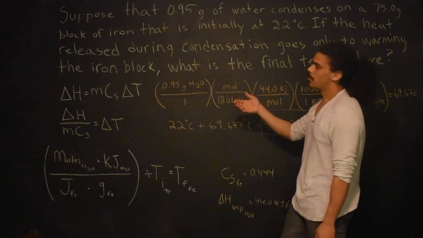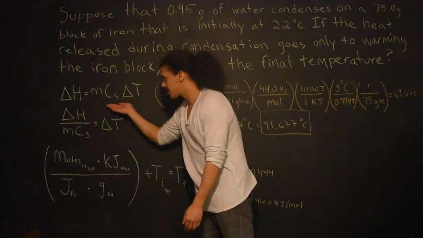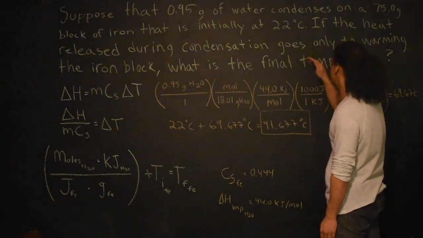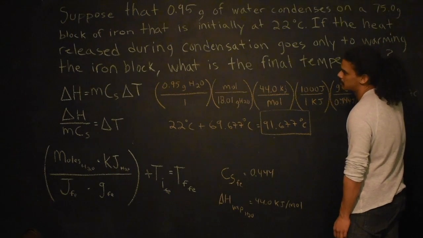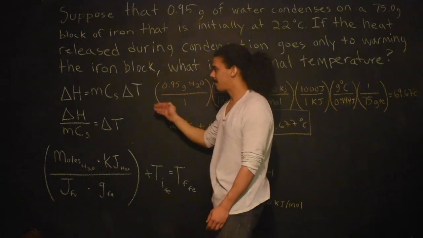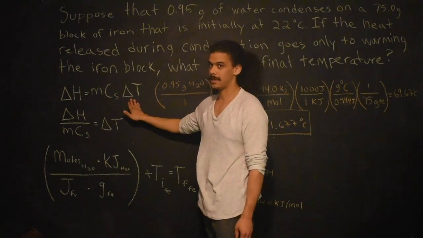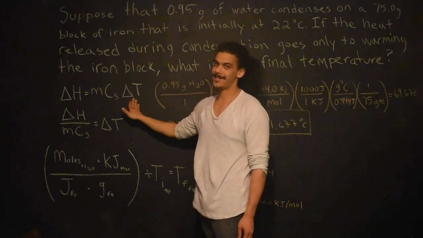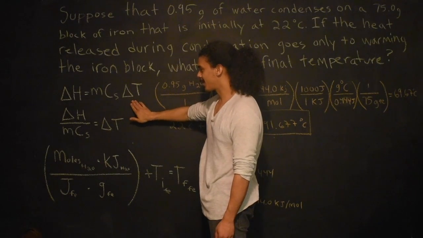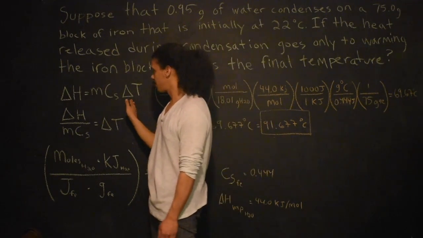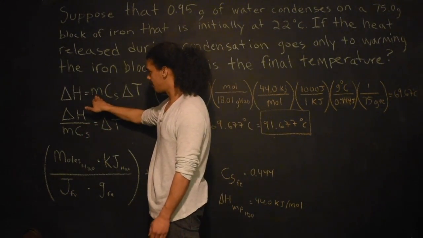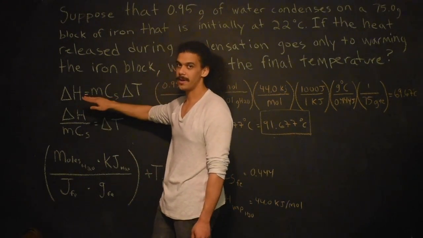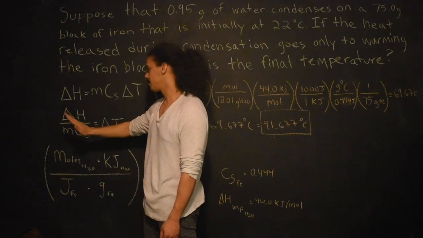Alright, so we know we need to use this equation because there's going to be no phase change. We know that because it says it's only going to go to warming the block. Out of this delta T, we want to isolate the final temperature. We're going to do that by first rearranging the equation. We're going to move the moles and the specific heat of iron over to this side.